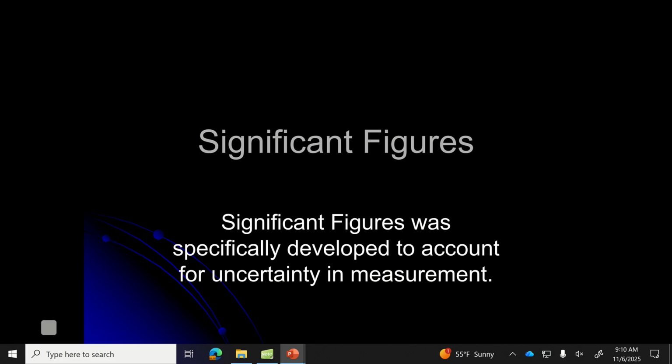We're looking at a topic on significant figures, which is probably one of the least favorite topics of any chemistry class, but it's something that we have to do and we will use through the rest of the year in our calculations. So we better just get to it.